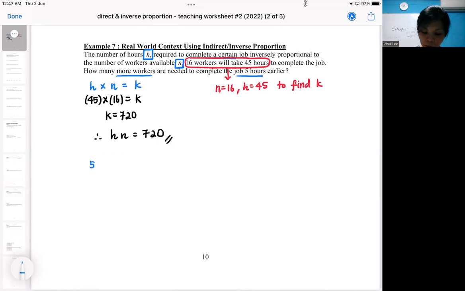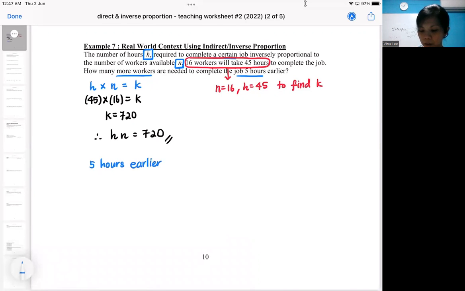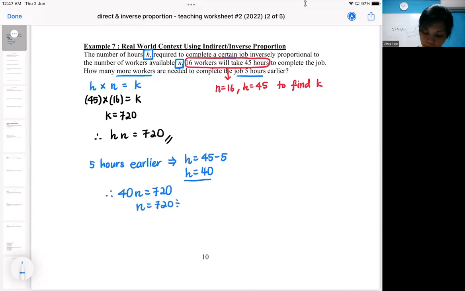So what is the meaning of 5 hours earlier? Initially it was 45 hours. So 5 hours earlier means instead of taking 45 hours, you will take only 40 hours. So I need to find out, if I need 40 hours, how many workers are needed? I'm going to put the 40 into the equation. If I do that, I get 18 workers.